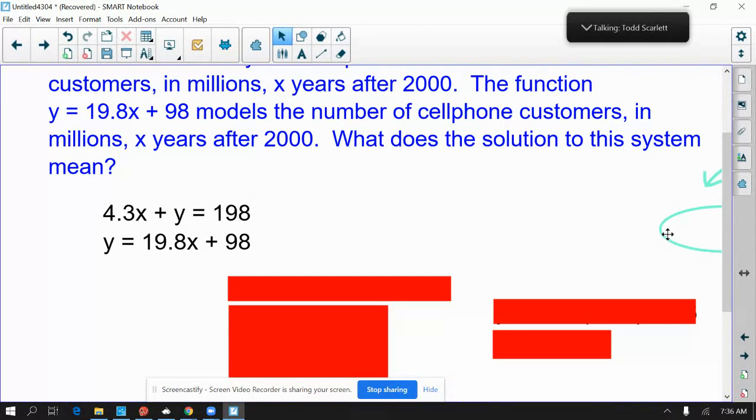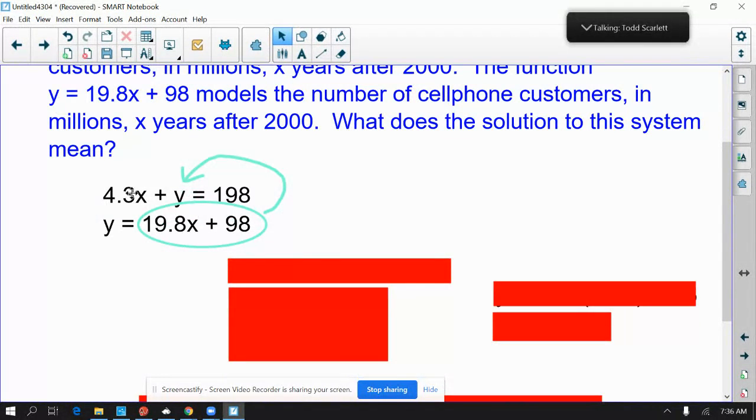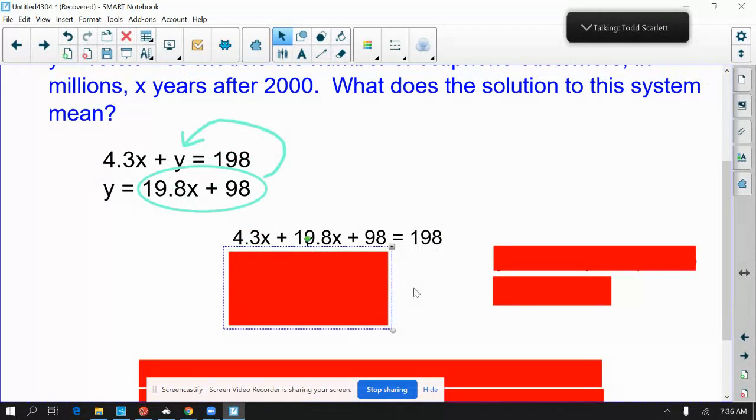Well, let's solve this by substitution. Notice that y equals this. Y is solved for. So every time in this problem I see a y, I can replace it with 19.8x plus 98 because they are the same thing. Replace means substitute. So I could substitute y with this. And so now I'm going to rewrite this top equation, but instead of writing y, I'm going to write this. And then I solve for x.